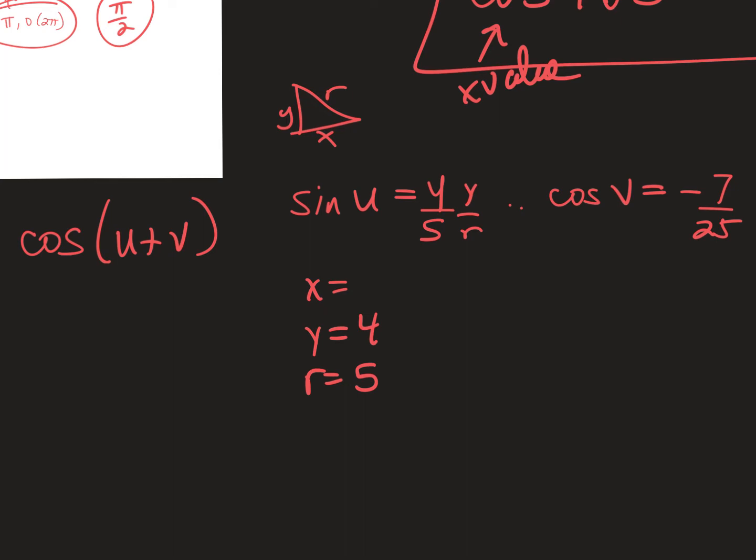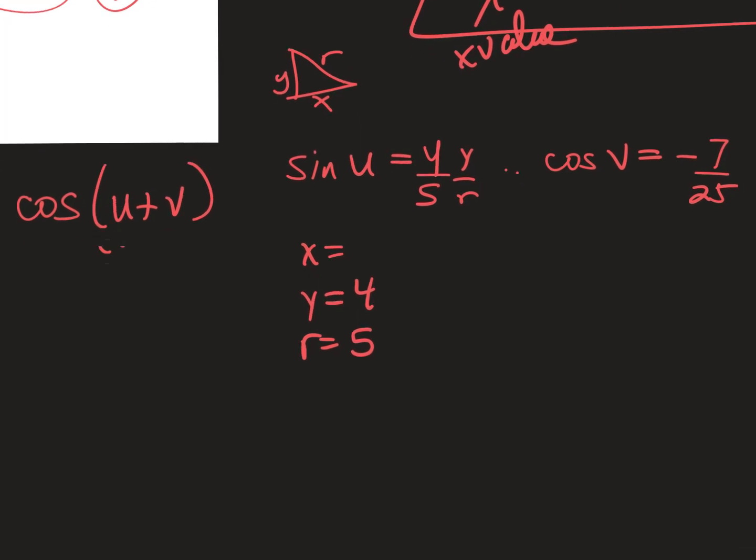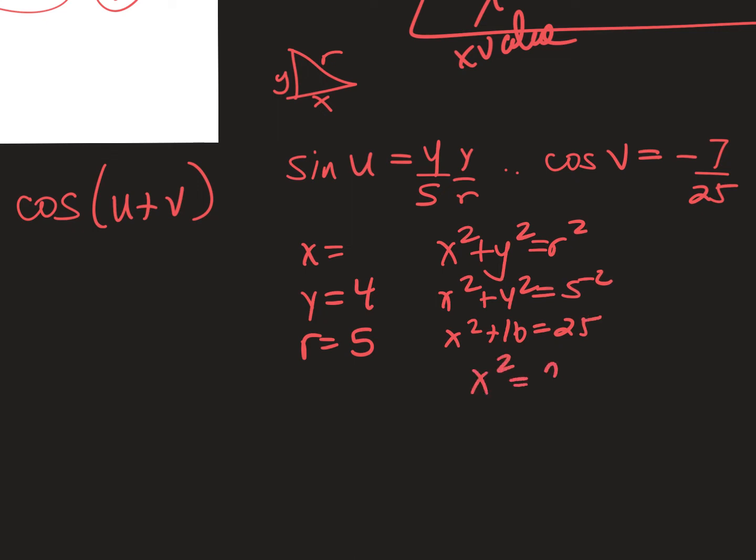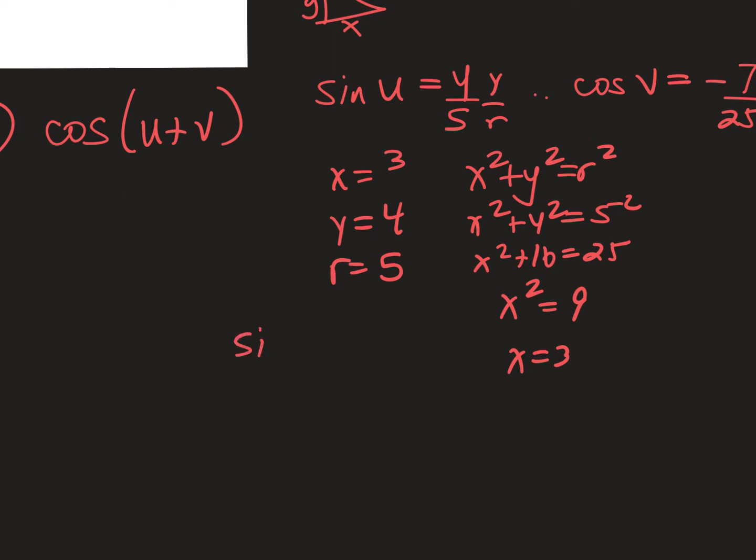You know that r is always what kind of a number? Positive. How do I find out what x is? Yep. So I don't know what x is. x squared plus 4 squared equals 5 squared. x squared plus 16 equals 25. x squared equals 25 minus 16, which is 9. So what does x equal? 3. Now the reason we're doing this, guys, is because we have to plug these into a formula. So I need to know what the sine value is. Sine of u is y over r, so sine of u is 4 over 5. Cosine of u is going to be x over r, which is 3 over 5, right?